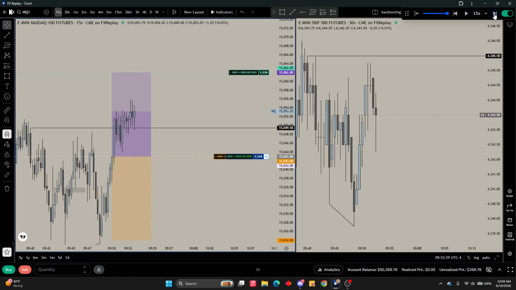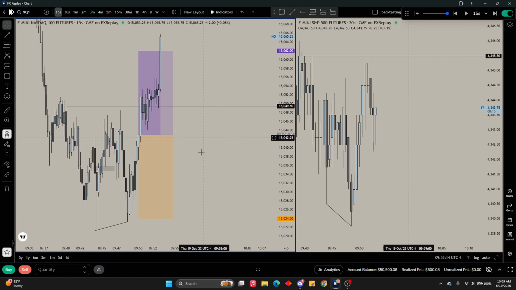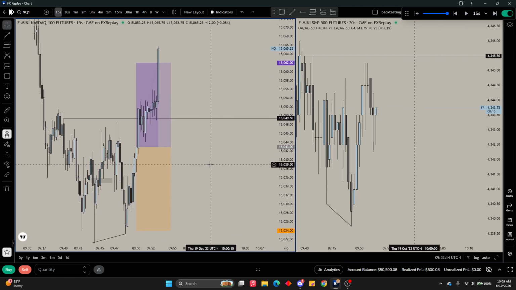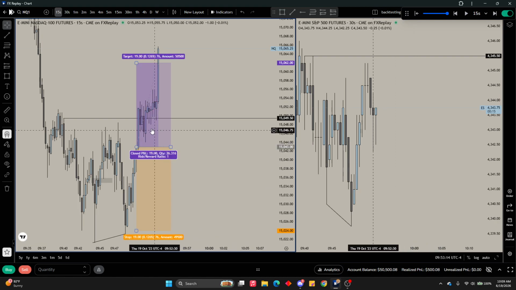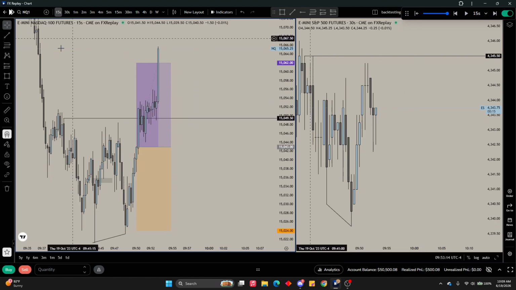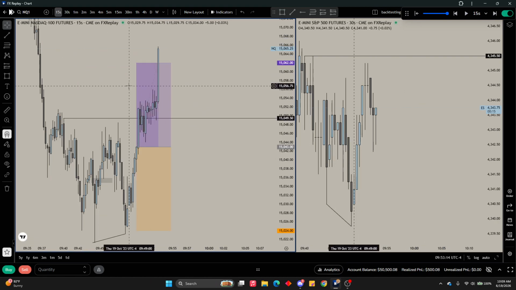Chop. Bang. Yep. Okay, so I really like this trade. Honestly, very close to A+ for a Mac model. I don't love the fact that we have this 5-minute so close. Like ideally if the 5-minute was somewhere up here, that would be better.